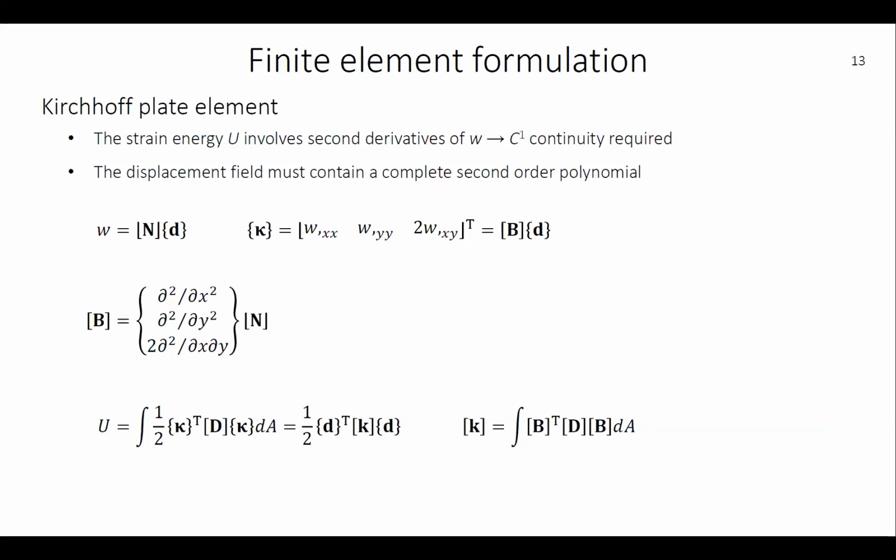And what we saw from plate theories is that it includes the curvature, being the second order derivatives of the displacements. And when we solve this in a finite element context using the strain energy approach, we need to have a C1 continuity in the elements, just because the second derivatives of the displacements are included, so they need to be continuous. And the displacement field must contain a complete second order polynomial.